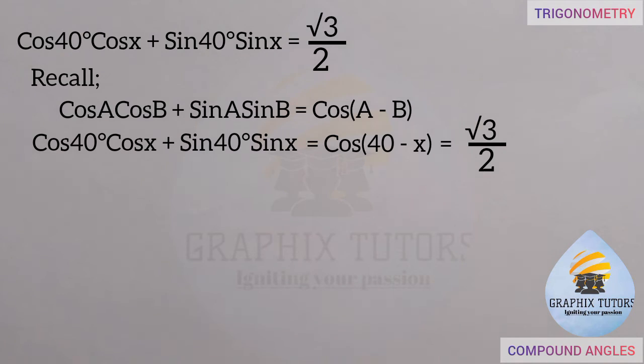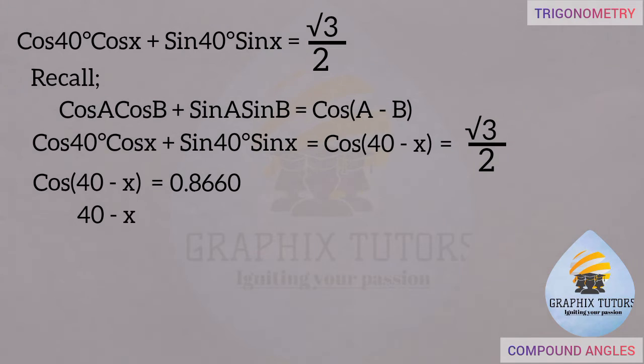Now, if I take these two here, that says cos(40 − x) = √3/2, I will know √3/2 is the same as writing 0.8660. Now, this is what we have here. If I divide both sides by cos, I'm going to be left with 40 − x = 0.8660 over cos. This is what I'll be having.